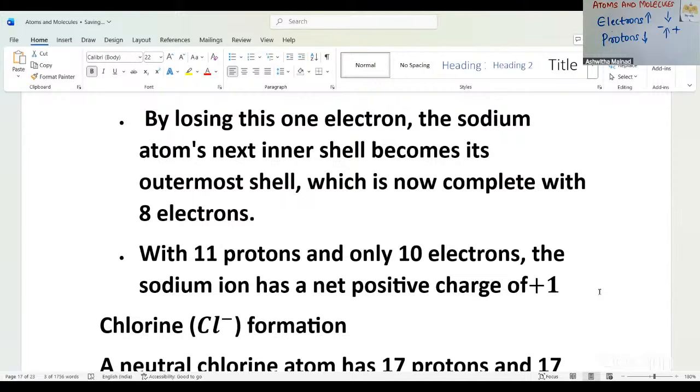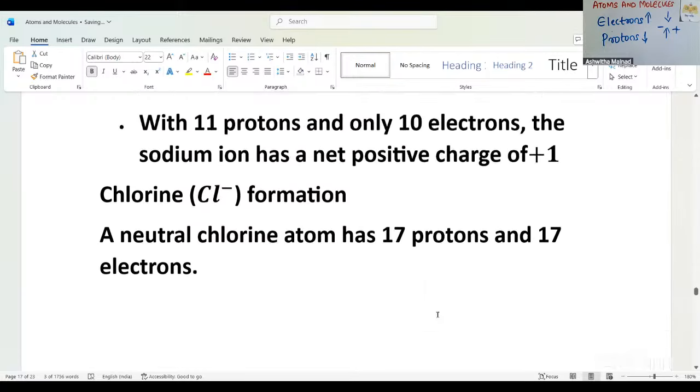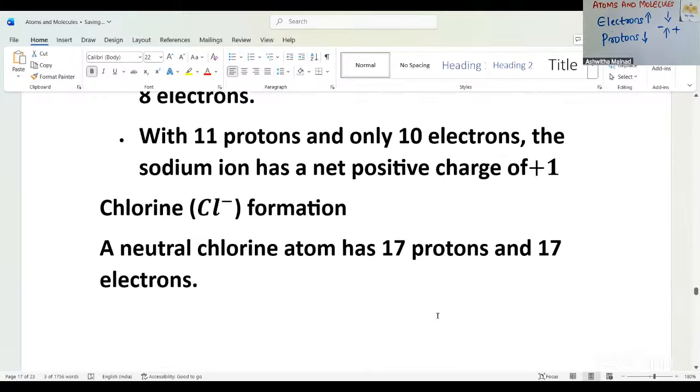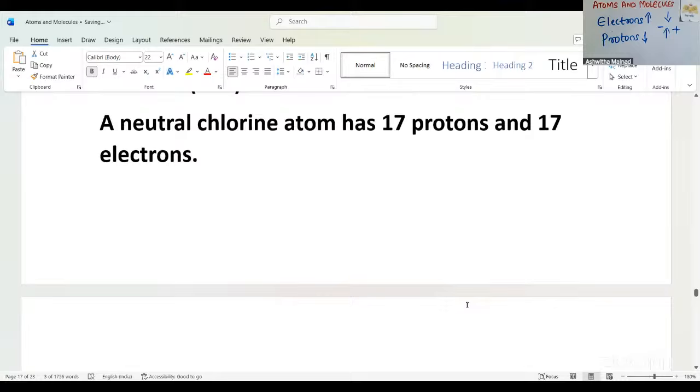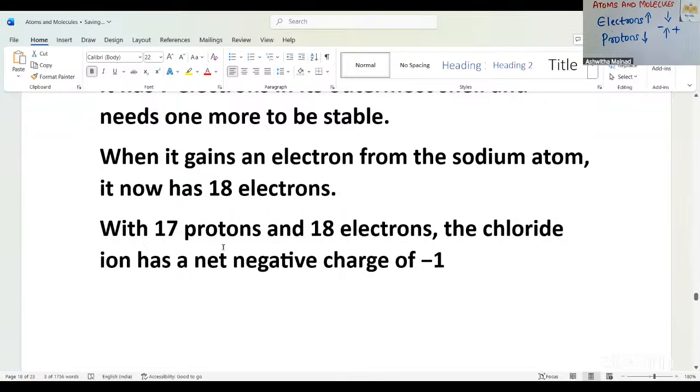Similarly, chlorine: a neutral chlorine atom has 17 protons and 17 electrons. Ma'am, why is this 17? Why is sodium 11? That is how the atom exists. It has 7 electrons in its outermost shell and needs 1 more to be stable. So when it gains an electron from the sodium atom, it now has 18 electrons. When the number of electrons is more and protons fewer, it becomes negatively charged. Similarly, with 17 protons and 18 electrons, the chloride ion has a negative charge of -1.